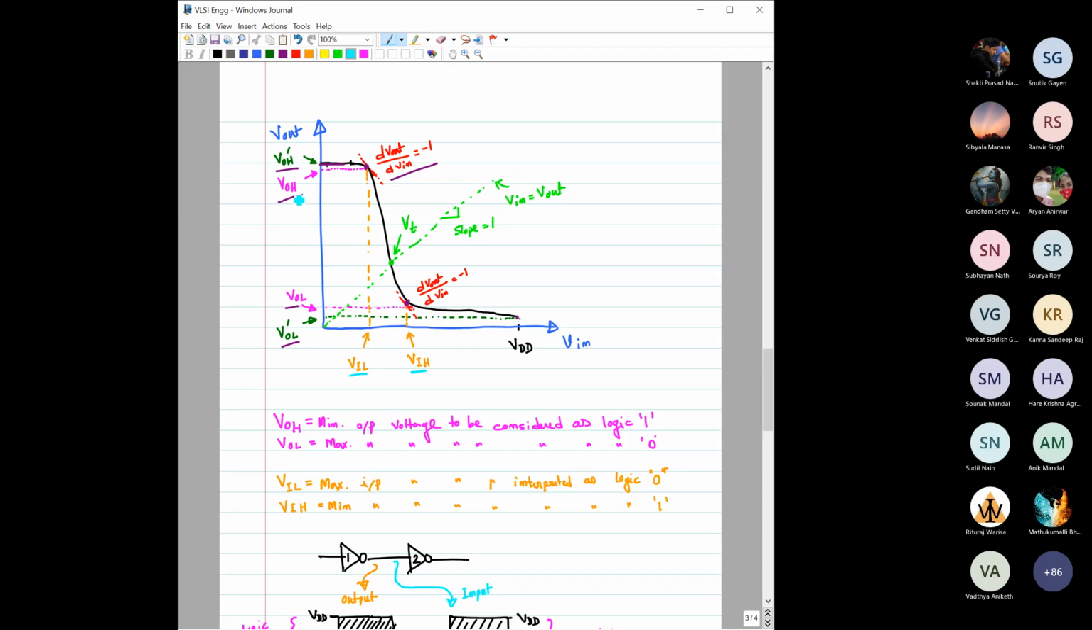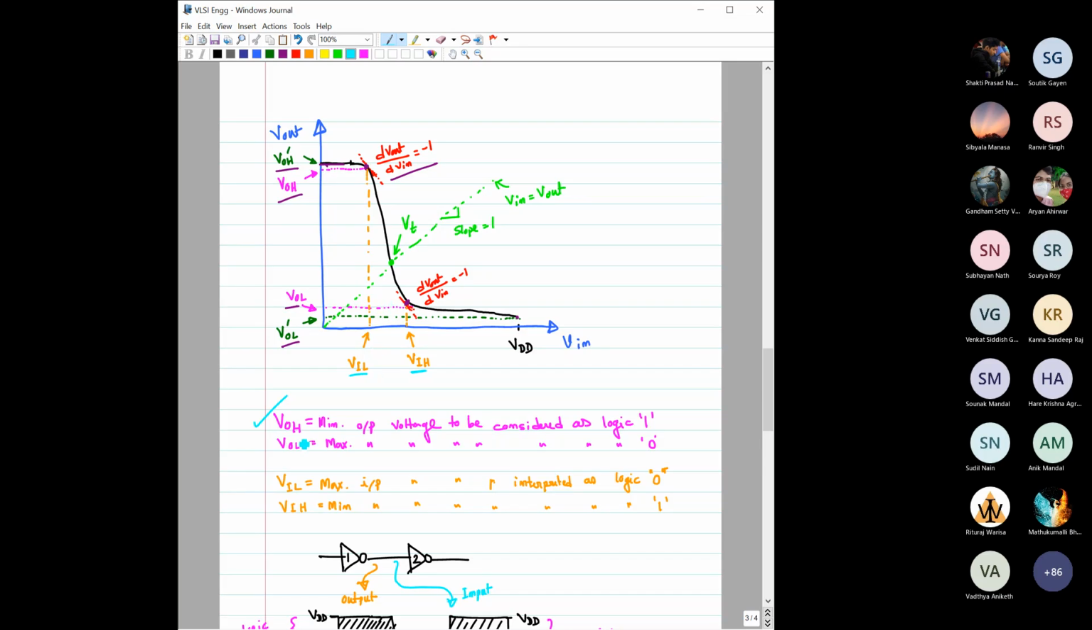Now, let us discuss each and every point one by one. What is VIL? VIL is, as of now, defined in terms of a point: the input voltage for which the slope of this VTC would be equal to -1.